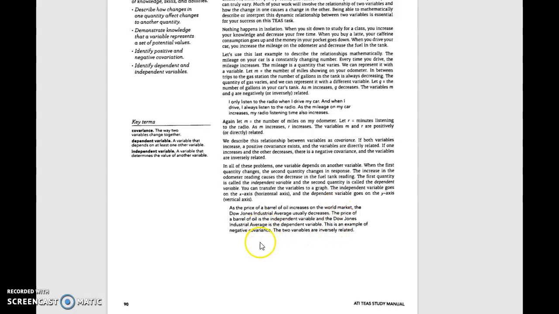As we can see from this example, it says, as the price of a barrel of oil increases on the world market, the Dow Jones Industrial Average usually decreases. The price of a barrel of oil is the independent variable because that determines whether the Dow Jones goes down or not, and the Dow Jones is the dependent variable. This is an example of negative covariance because as one goes up, the other goes down, and they're inversely related.